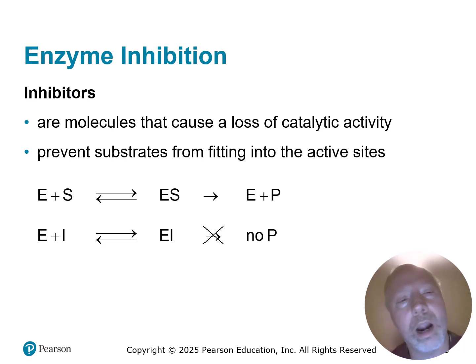So inhibitors, what are inhibitors? Inhibitors do exactly what we would expect them to do. They stop the enzyme from working, meaning they stop the enzyme from producing product. So inhibitors are molecules that cause the loss of catalytic activity. They cause the active site not to function as well. They prevent substrates sometimes from fitting into the active sites, or they almost always do.